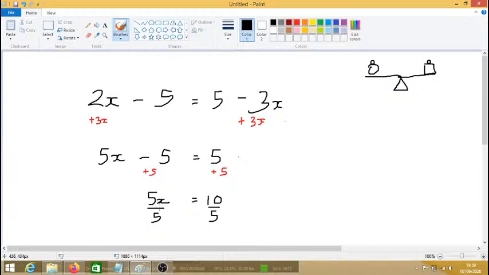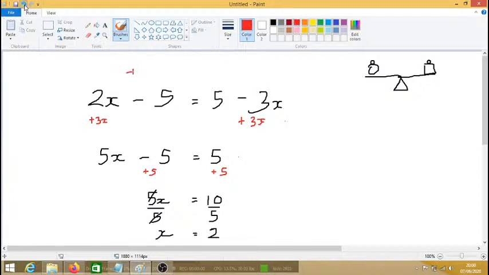5 of something divided by 5. Well, 5 divided by 5 is going to be 1, so it's cancelling out. Just going to be left with 1x, or just x. And 10 divided by 5 is 2. And that's your answer. You can check it back in. 2 times 2, because we think x is 2, is 4. 4 take away 5 is minus 1.